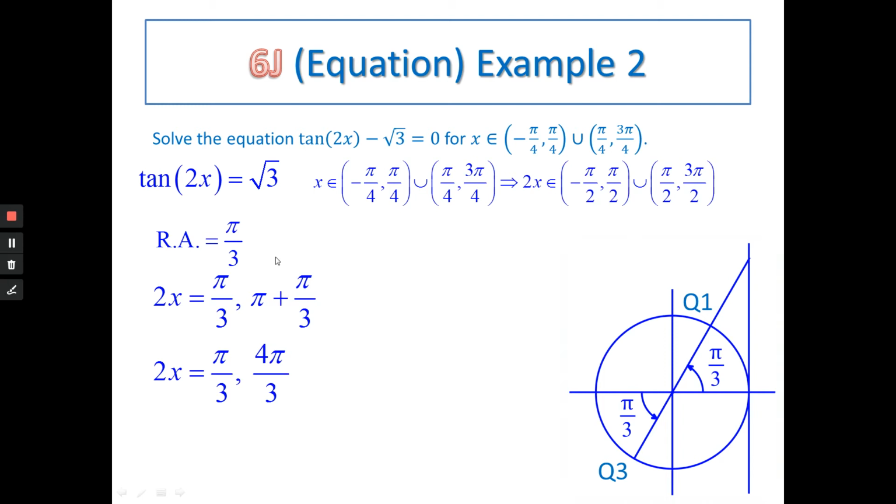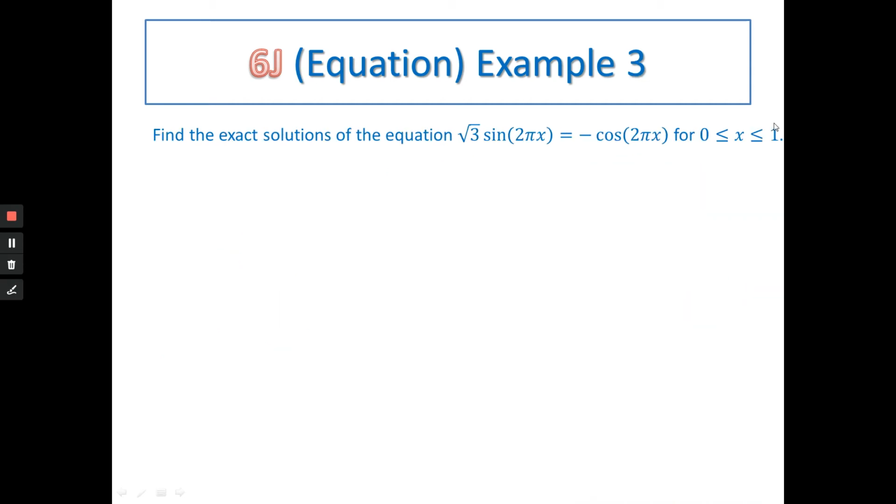Now that you've done that, simply simplify both answers over there. And now that you've done that, simply divide both sides by 2. So x would equal pi on 6 and x would equal 2 pi on 3, which are the two answers for example 2. All right, so moving on to example 3, this is our second last example for this video.